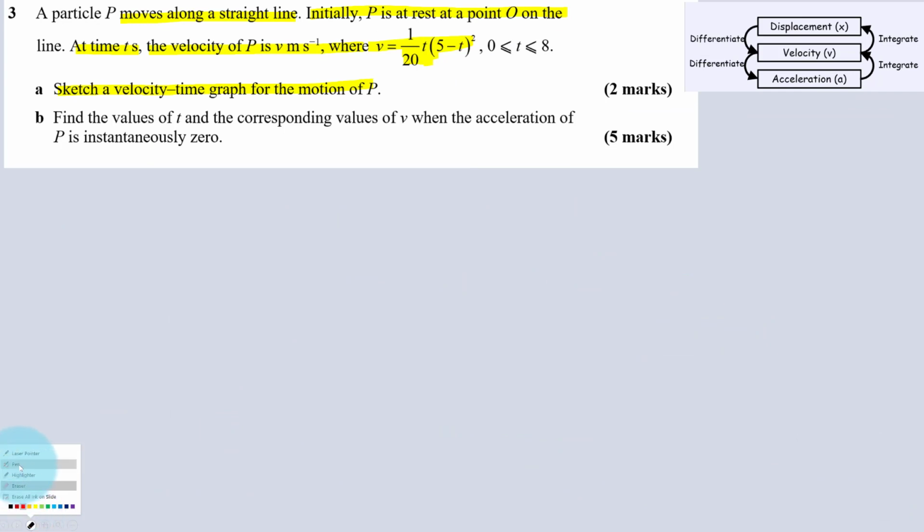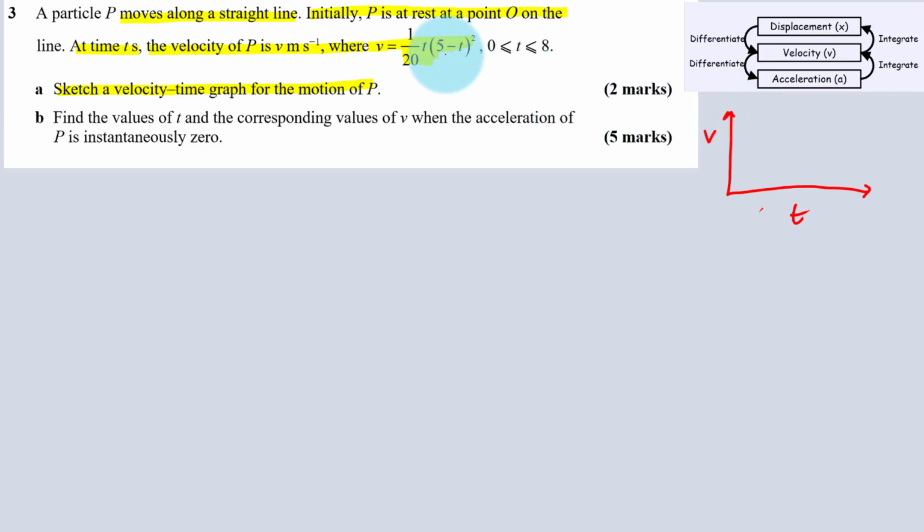Now this question, do pause the video and read the question whenever you're ready. I've highlighted the key terms. Now, velocity-time graph. So what we need to know is that is going to be v against t, and it does say sketch, so it doesn't need to be detailed. V against t.